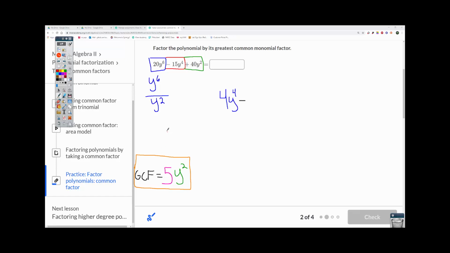Now we'll move on to the red term. So 15 divided by 5 is 3. Okay, and then y to the power of 4 divided by y to the power of 2 gives us y to the power of 4 minus 2, which is 2. Okay, I'm going to bring down the plus sign.